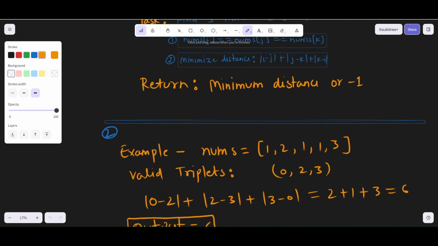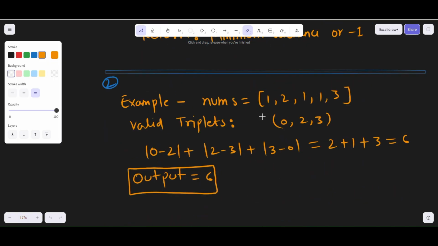Let's take an example. nums equal to 1, 2, 1, 1, 3. Then the triplet is this 1, this one, and this one. So the indices are 0, 2, and 3. These are i, j, and k. So we are doing i minus j, j minus k, and k minus i. So our answer will be 6, so we have to return 6.